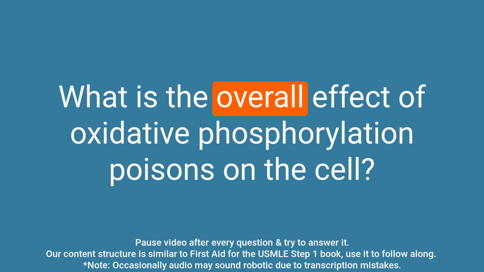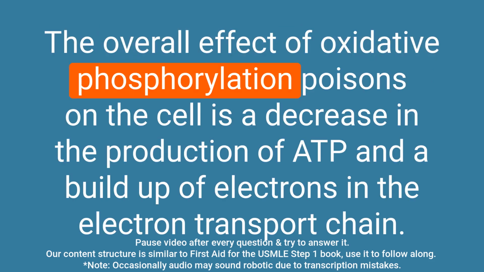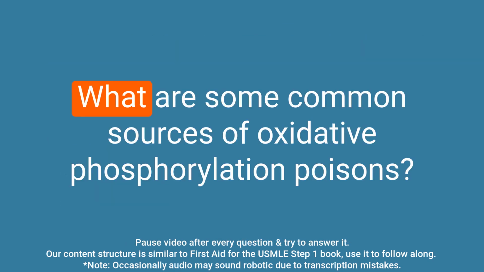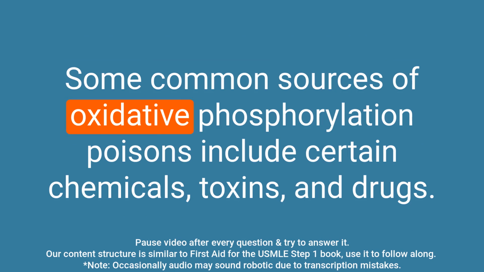Question: What is the overall effect of oxidative phosphorylation poisons on the cell? Answer: The overall effect of oxidative phosphorylation poisons on the cell is a decrease in the production of ATP and a buildup of electrons in the electron transport chain. Question: What are some common sources of oxidative phosphorylation poisons? Answer: Some common sources of oxidative phosphorylation poisons include certain chemicals, toxins, and drugs.